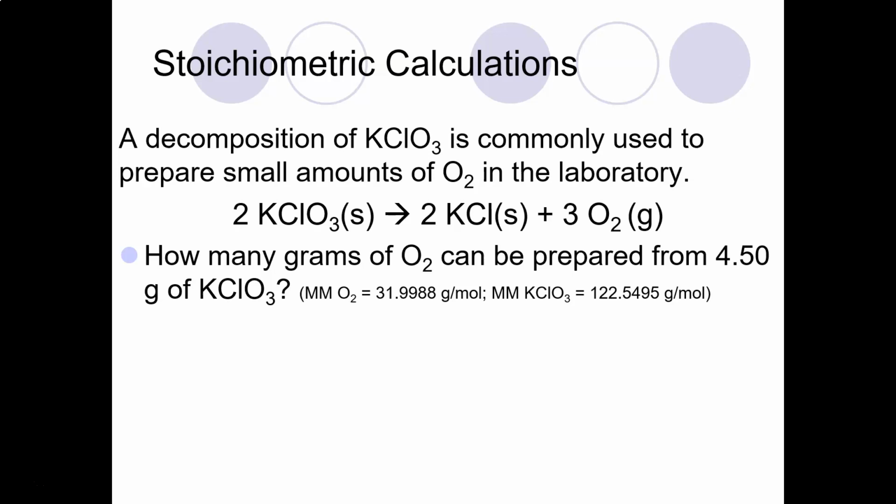So how many grams of O2 can be prepared from 4.50 grams of potassium chlorate? So first we need to figure out, what are we solving for? Well, I want my answer in grams of O2. And then what are we given? What are we starting with? Well, 4.50 grams of potassium chlorate.